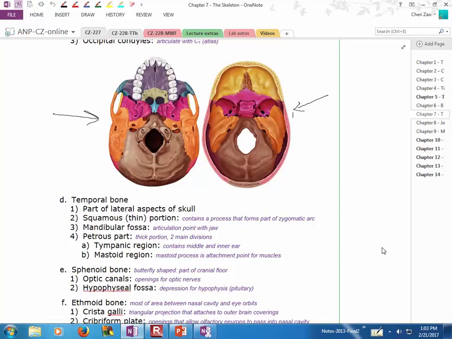Now let's talk about the last of the external bones, ones that predominantly locate externally, the temporal bone. And in our notes here it says part of the lateral aspects of the skull. It has a squamous or thin portion, and that also will have a process that forms part of the zygomatic arch. So this is the squamosal portion, and then this process here is the ZP, the zygomatic process, correct?